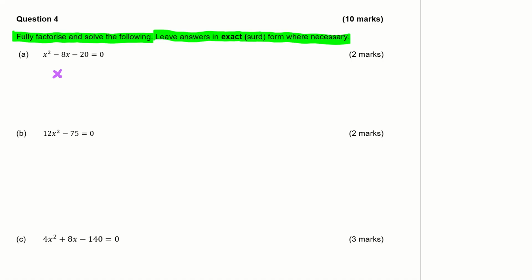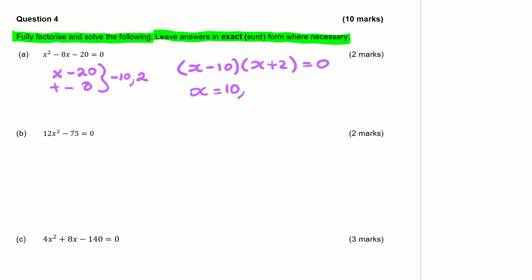We're looking for numbers that multiply to give negative 20 and add to give negative 8. And negative 10 and positive 2 will do that. Negative 10 times 2 is negative 20. Negative 10 add 2 is negative 8. And so we get (x minus 10)(x plus 2) is equal to 0, telling us that x is equal to 10 or negative 2.